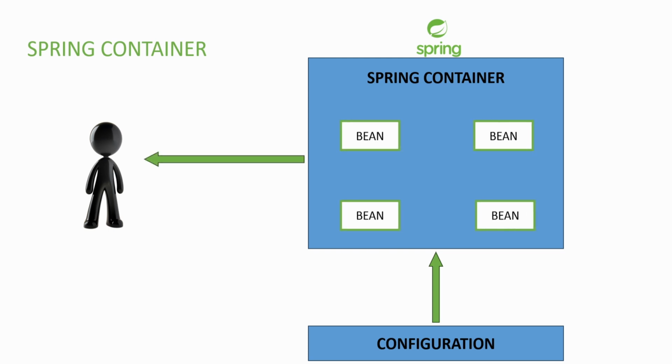Now you see the roles are reversed over here. Instead of the developer creating the objects or beans, it is the Spring Container in control of creating and managing the objects or beans. Hence it is also called IOC container, which is Inversion of Control.